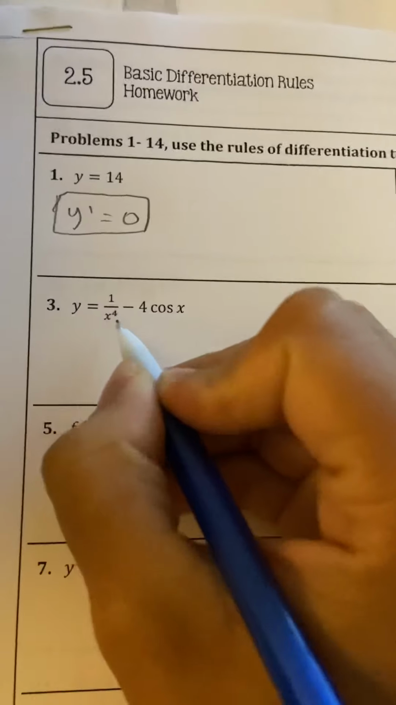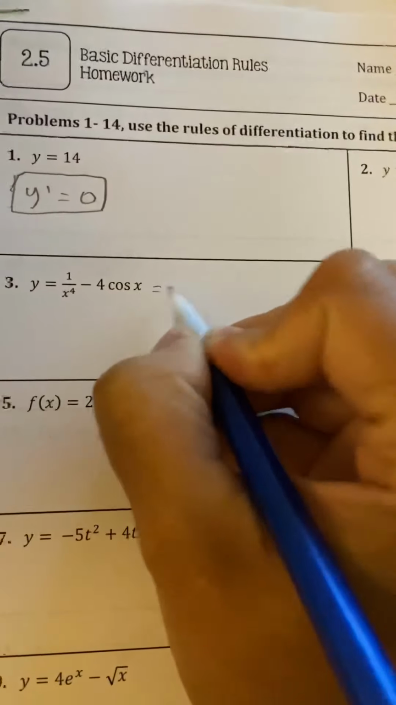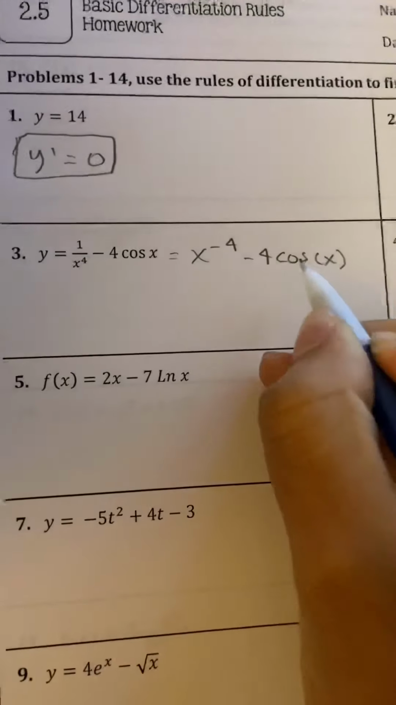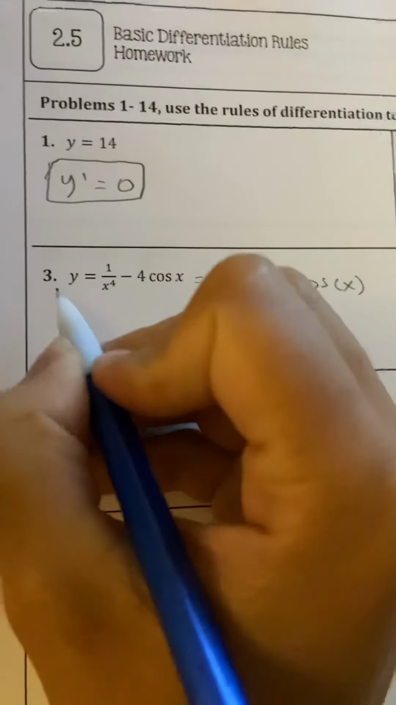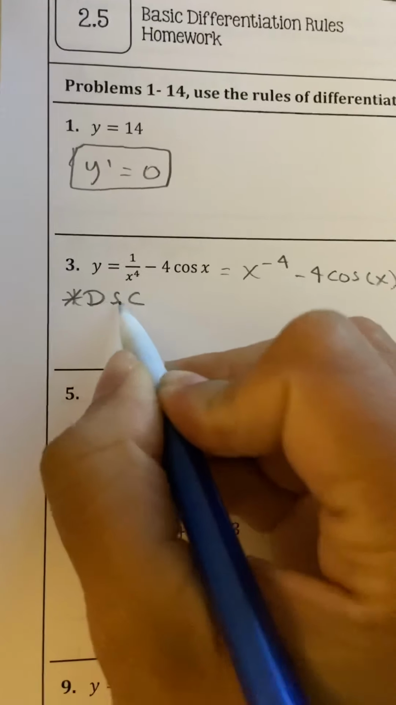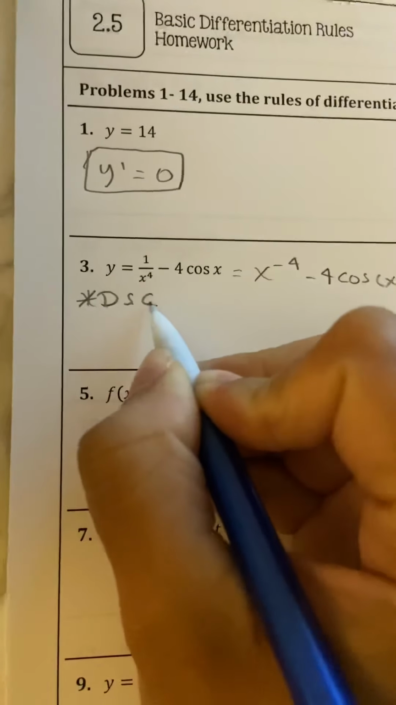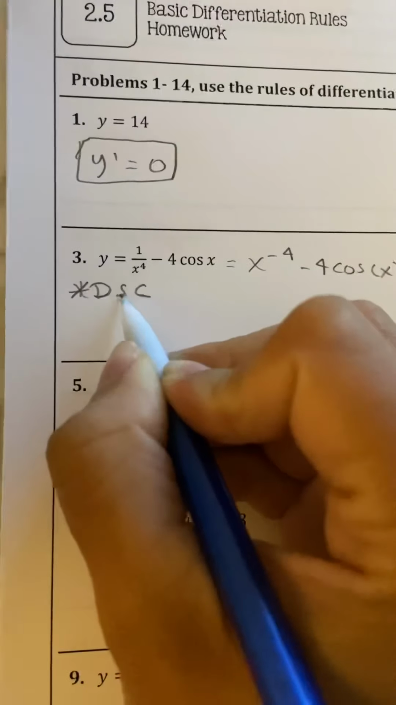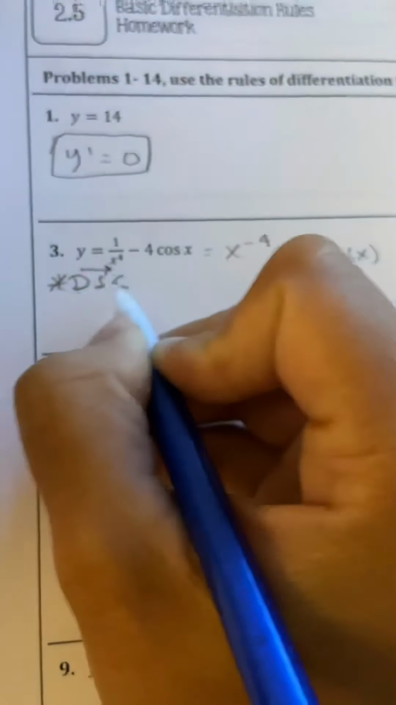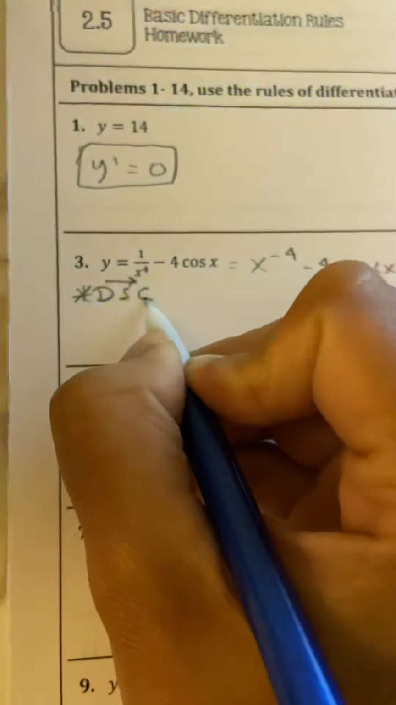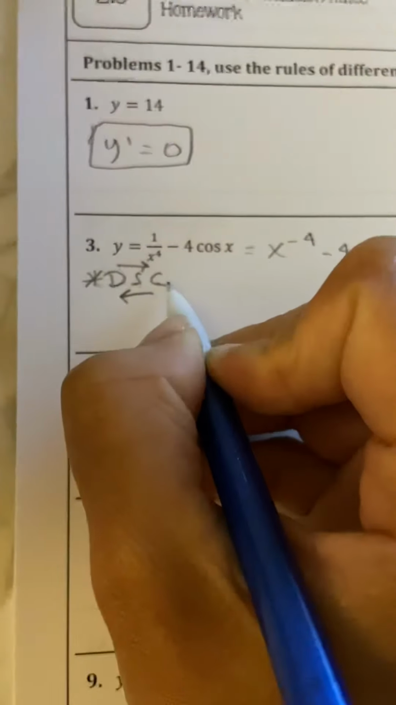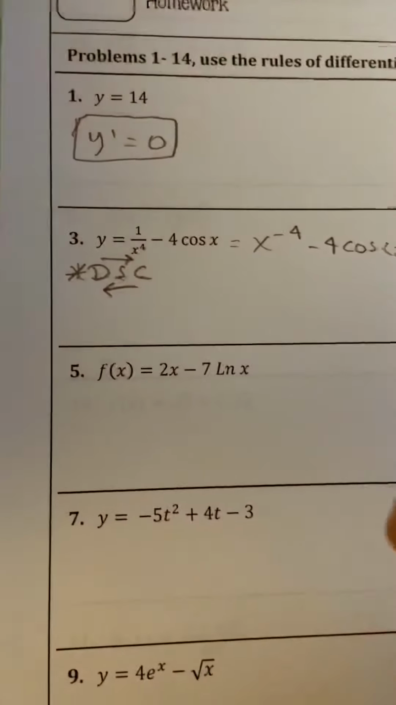Derivative of this guy, we have to rewrite x to the power of 4. So I would have x to the power of negative 4 minus 4 cosine of x, okay? Well, remember for sine and cosine, I taught you guys this little acronym, DSC, DISCO. Well, derivative of sine is cosine, but derivative of cosine is negative sine, sorry. Negative because you are going backwards. So whenever you're reading normal, from left to right, derivative of sine is cosine, positive. But whenever you are going the opposite way, it's gonna be negative. So derivative of cosine is negative sine. DISCO, that's how I remembered it in high school.